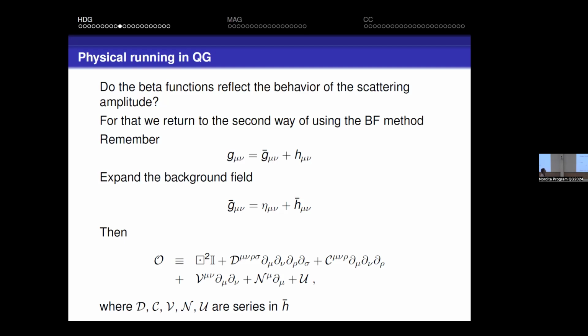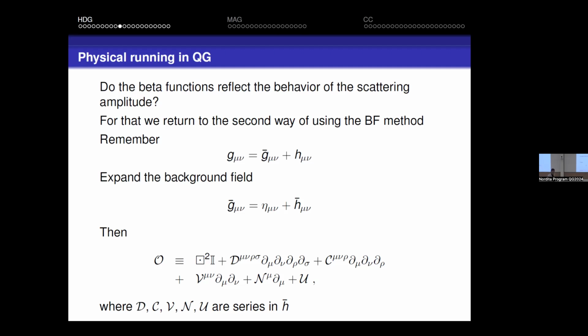And these coefficients D, C, V, N, and U are power series in this field H bar. Remember that all contain the covariant Laplacian. Now the covariant Laplacian contains Christoffel symbols of the background metric. And when you expand those, it will give rise to terms that contain this H bar and derivatives of H bar.